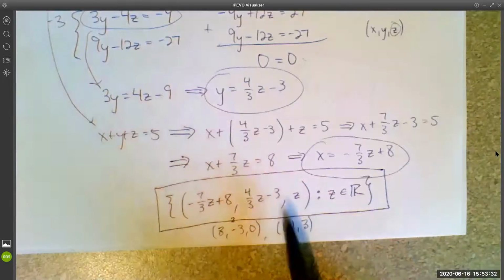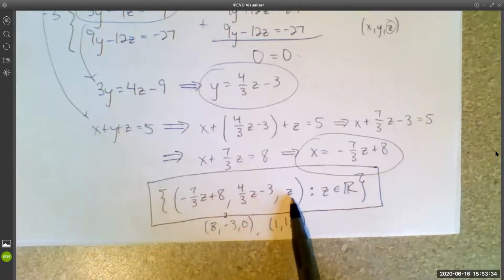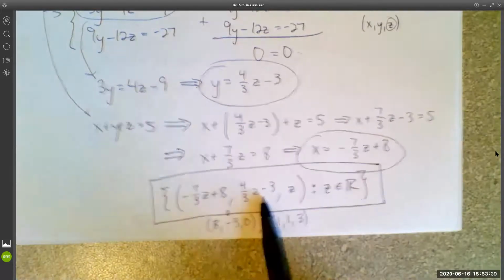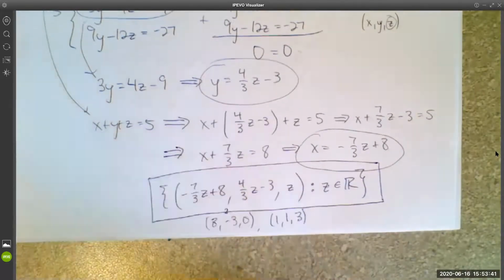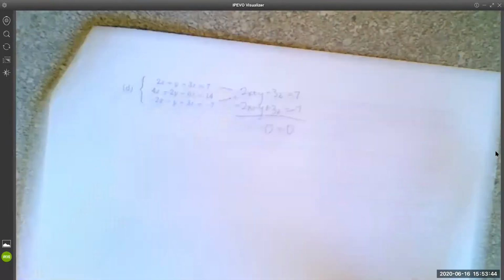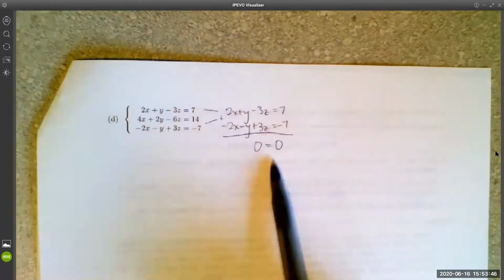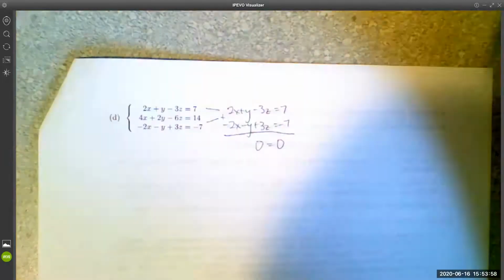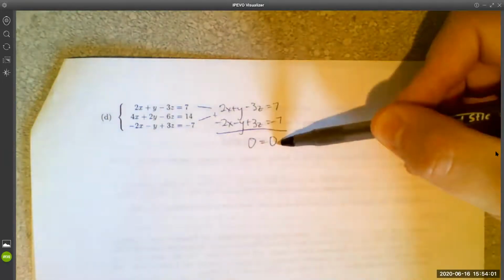But see, on this one, I had infinitely many solutions, but I only had one variable, right? Like I could describe the other 2 variables in terms of the third one. But on this one, I have infinitely many solutions, but I'm not going to be able to describe them in terms of just one variable. I'm going to have 2 variables. I'm going to have 2 degrees of freedom here. Because I got this identity right off the bat.